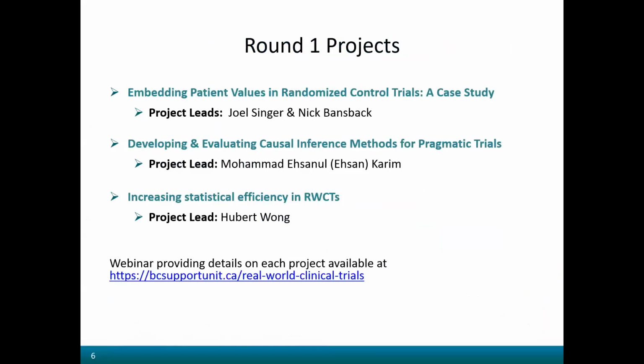And the third project is in increasing statistical efficiency of real-world clinical trials. And that one involves the fact that historically, when we've planned trials, we've made very simplifying assumptions, which often do not reflect what happens in the real world. And so here again, it's a statistical project to try and figure out, well, how should we design trials in order to maximize their efficiency? Okay. And at the bottom, you'll see that there's a link that provides details on each of these projects.